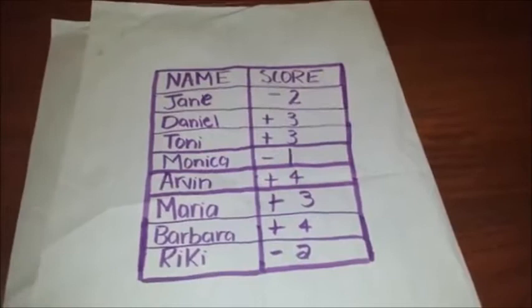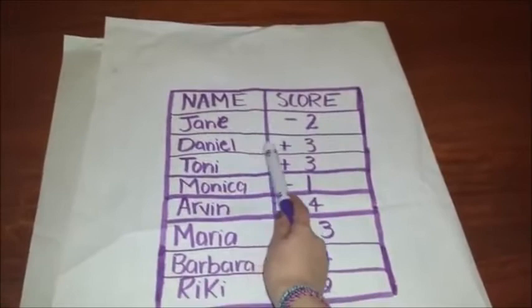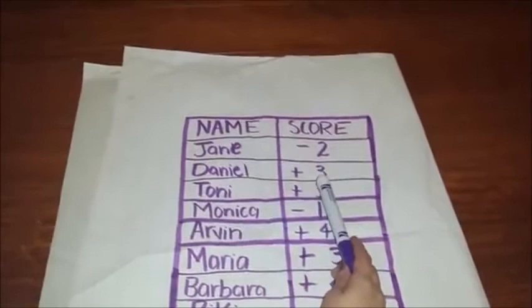Math is everywhere. Here we have a basketball coach who rated each player. So we're using positive and negative integers. Jane scored negative 2. Daniel scored positive 3. So the difference between Jane and Daniel is 5.